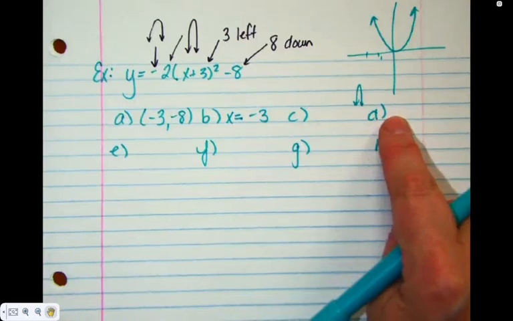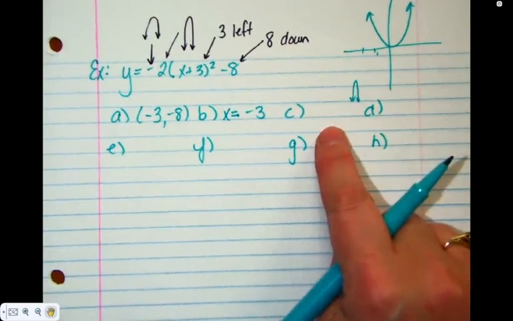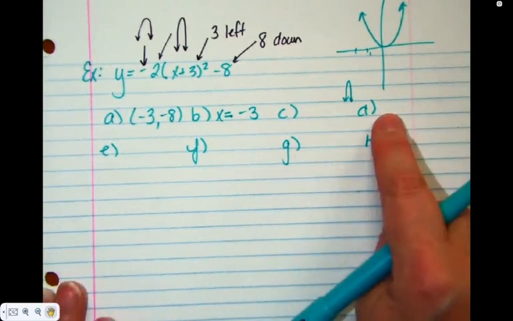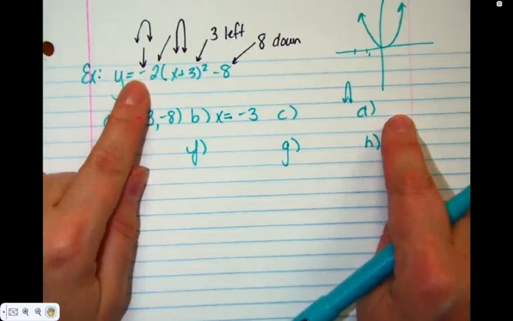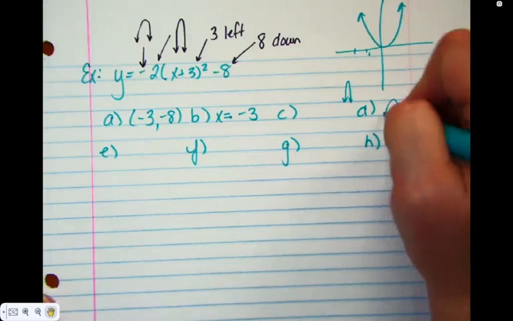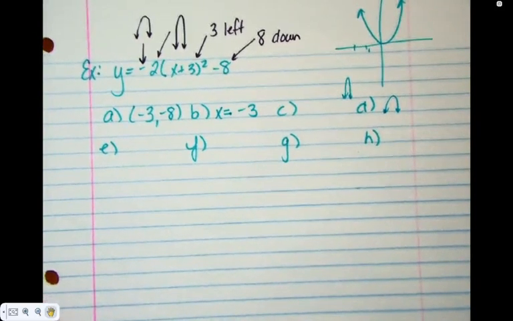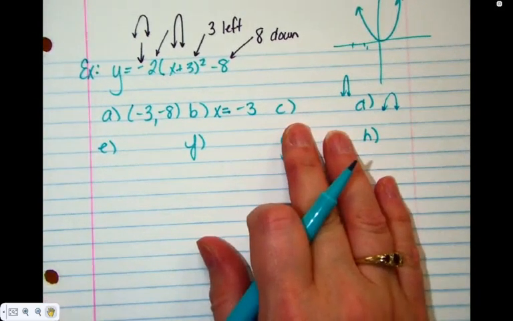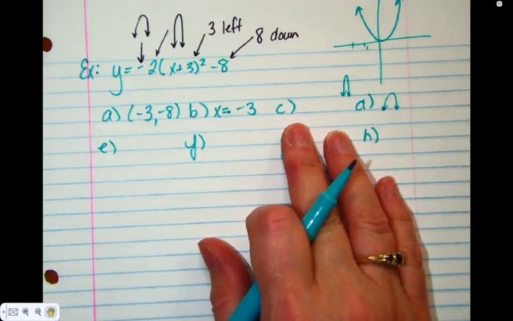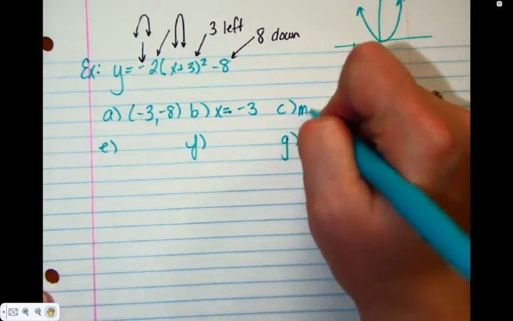I always go to direction next, because I like the direction in order to get the max min. If you don't, whatever, don't care. How do you tell the direction? You look in front. If there's a negative, it's down. If there's no negative, it's up. This one is down. Then I go back to max min. If it's down, do I have a max or do I have a min? Max. I have a max.